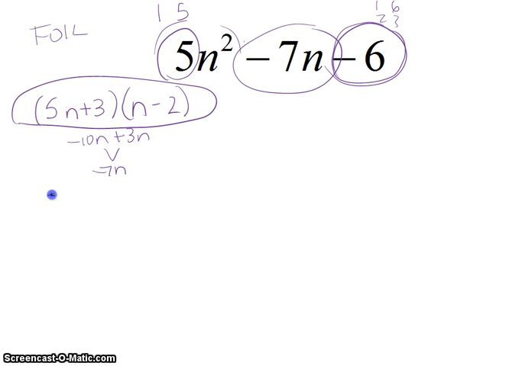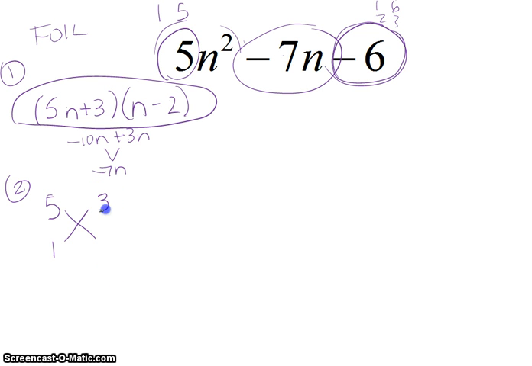Another way I've seen people do this, so this was one method. A second method I've seen is kind of a crisscross method, where you take this first one, and if those are the factors, 5 and 1, now I'm going to experiment with my other factors here. So if I tried like -6 and 1, you do a crisscross. 5 times 1 gives me 5. -6 times 1 gives me -6. When I add those together, I get -1, and I want it to be -7. So that didn't work, so I would erase and try some other terms.